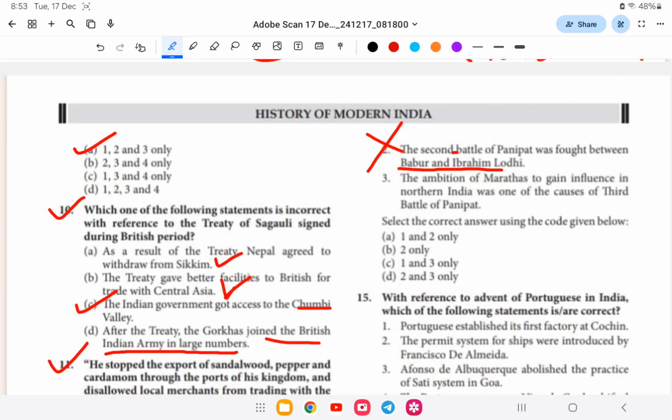Number 3: the ambition of the Marathas to gain influence in North India was one of the main causes of the third battle of Panipat. Correct, as the war was fought between the Marathas and the Afghans, and the Afghans won in 1761. So 3 is correct, and 1 and 3 are correct. So option C is the correct answer.